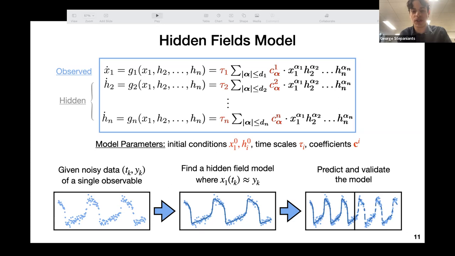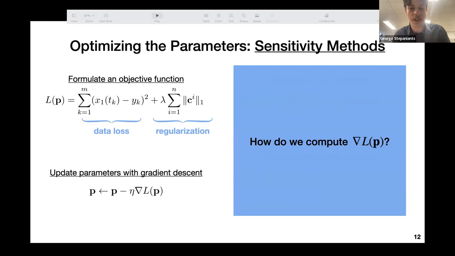Okay, so how do we actually learn these models? We learn them using sensitivity methods. And this goes back to what I was saying about learning models that are provably stable during the process of training. Sensitivity methods are very useful because they allow you to do this. So how does it work?